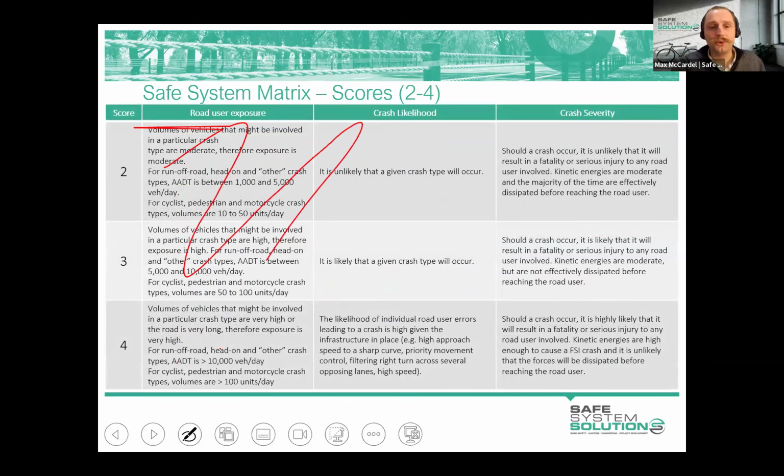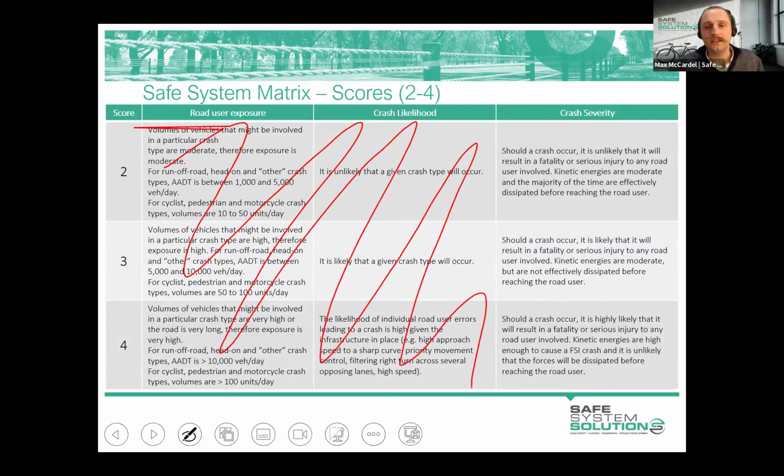To get a score of 2 for severity, it is unlikely that it will result in an FSI. For a score of 3, it is likely an FSI will occur. Score of 4, it is highly likely. So this is another one where you have to deliberate as a team to determine whether it's a likely fatal or serious injury outcome or an unlikely, is it highly likely? And you need to have that collaboration just to demonstrate that it's not just one person's opinion. You can help to gauge that you've got different perspectives involved there.